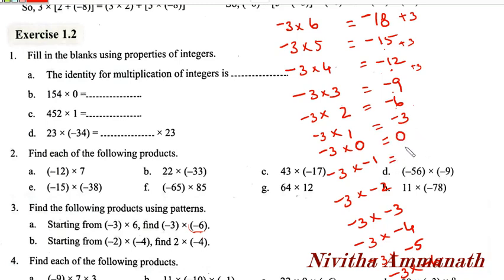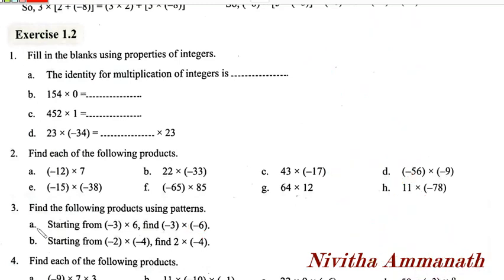Then next one, 0 plus 3, that is 3. Then 3 plus 3, 6. 6 plus 3, 9. Then 9 plus 3, 12. 12 plus 3, 15. Then 15 plus 3, 18. So you got minus 3 into minus 6 is 18 only. Both are negative, so the answer is positive.